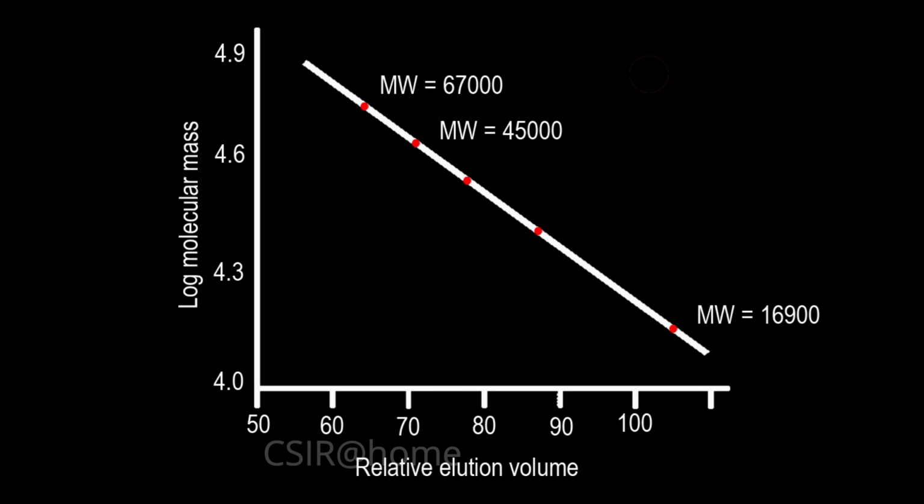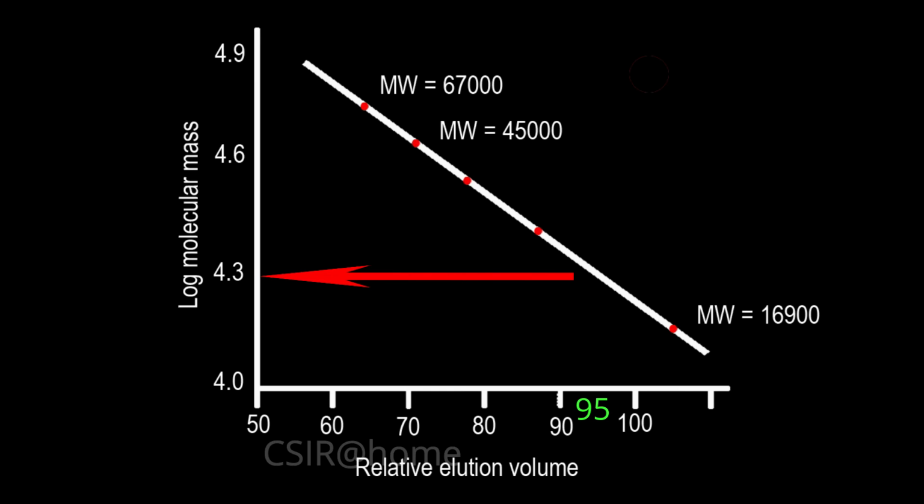Now we can do a problem. Observe this graph. If a protein has an elution volume of 95 ml, what will be its molecular weight? From the graph, we can understand one side, x-axis is what? X-axis, the elution volume. Y-axis, the logarithm of molecular weight. From the plot, it is clear that the protein which has an elution volume of 95 ml will have a log molecular weight of 4.3.